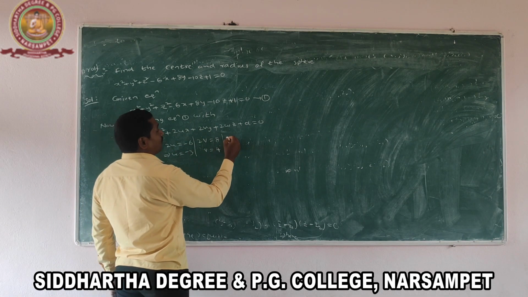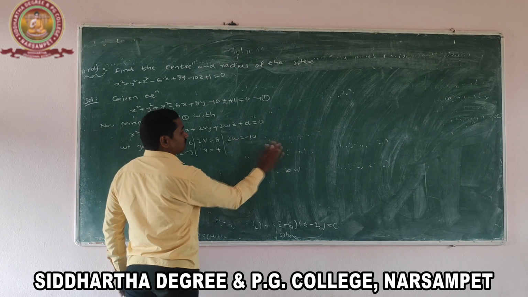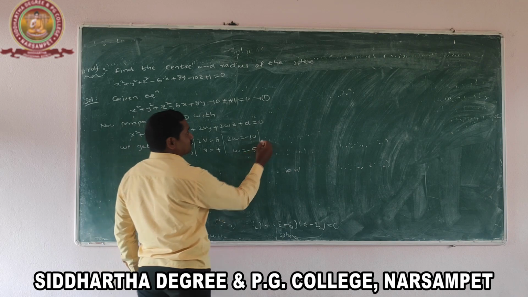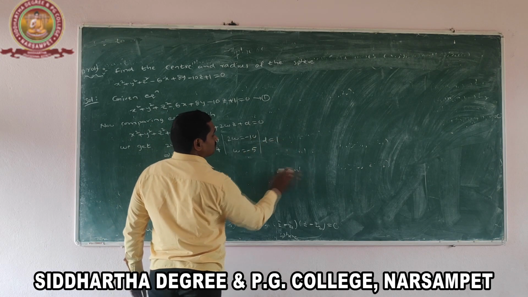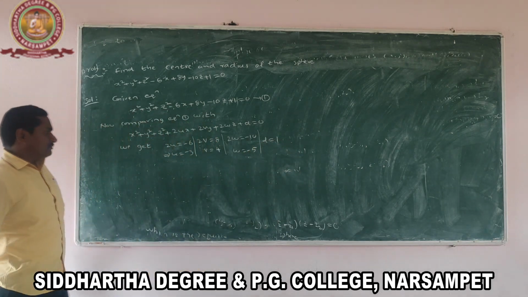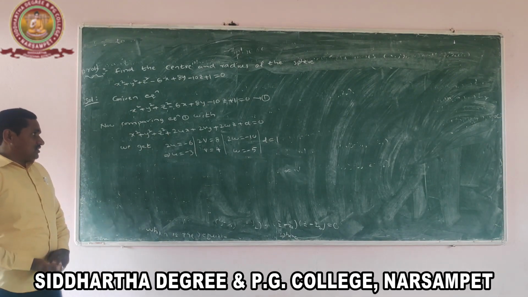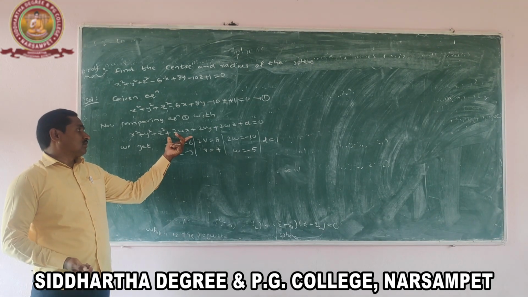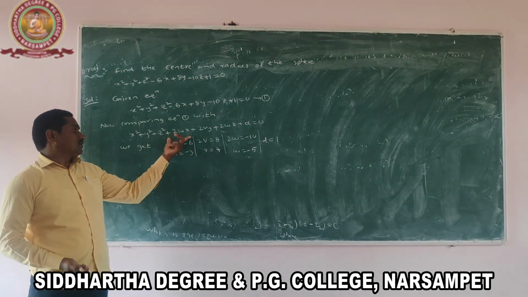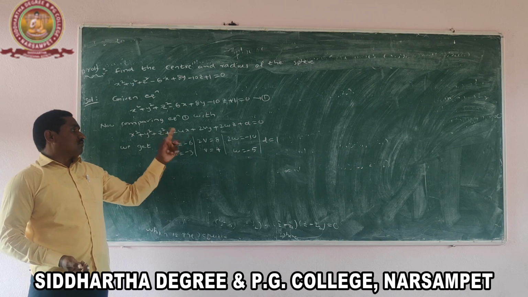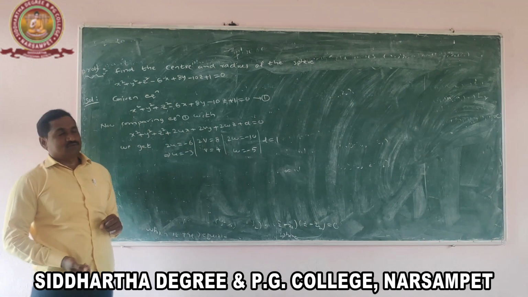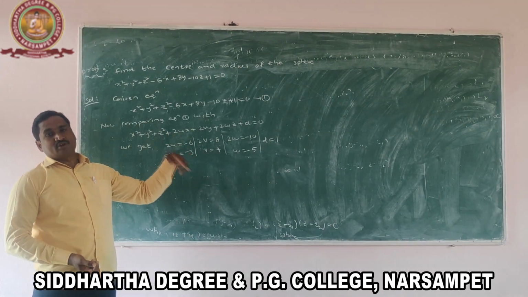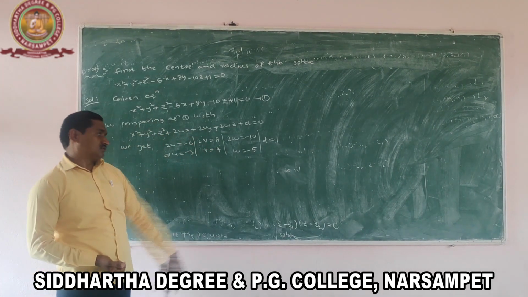Next, 2w equal to minus 10. From there w equal to minus 5. Finally d equal to 1. So from there we can say directly, as we discussed so far, the center of the sphere is minus u, minus v, minus w, and the radius of the sphere is square root of u square plus v square plus w square minus d.